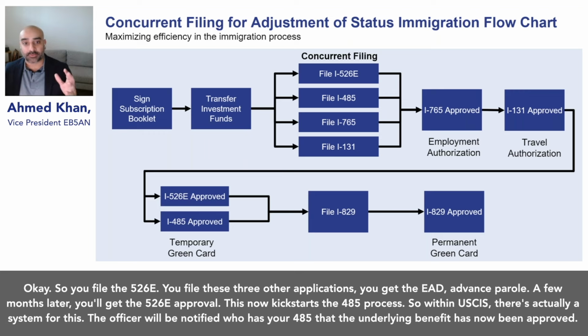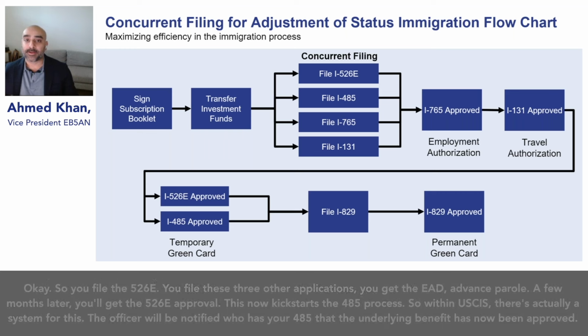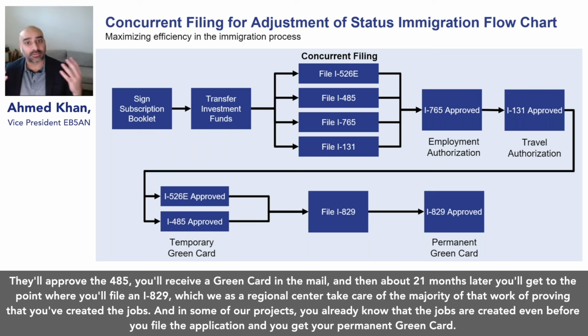Okay, so you filed the 526E, you file these three other applications, you get the EAD and advanced parole. A few months later, you'll get the 526E approval. This now kickstarts the 485 process. So within USCIS, there's actually a system for this. The officer who has your 485 will be notified that the underlying benefit has now been approved. They'll approve the 485. You'll receive a green card in the mail.